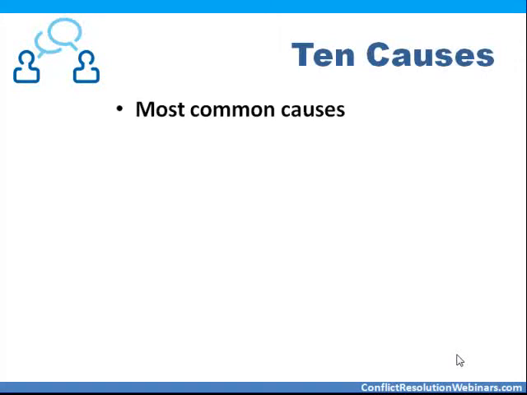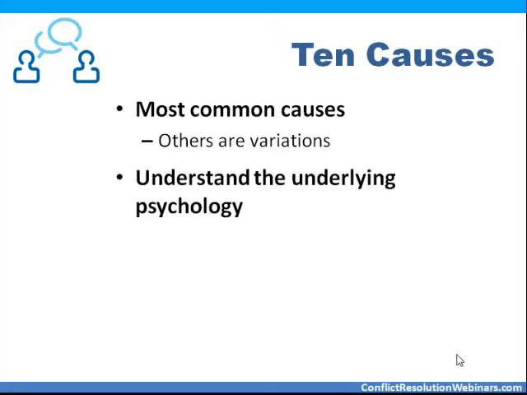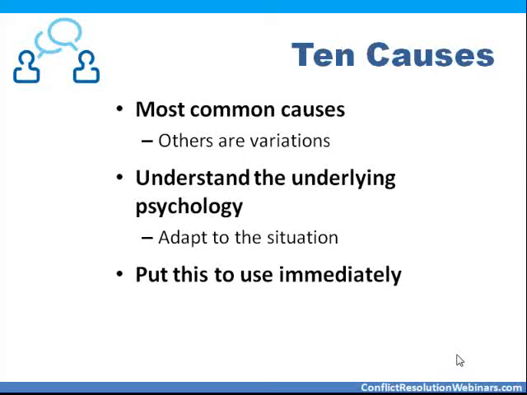The top 10 causes. These are the most common causes. Now, there's lots of variations on these, but you'll recognize them as being a root cause. I want you to understand the underlying psychology. I don't really get into explaining they do this and then you do that. I want to get underneath and give you frameworks and solutions that rely on the underlying psychology. So we'll be doing that during the next few minutes. When I do that, that enables you to adapt the solution to any particular situation instead of being locked into a set of circumstances. And I'm going to encourage you to put this to use immediately because there's actionable information here.